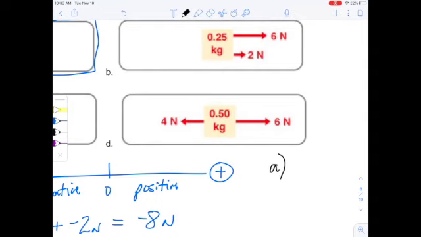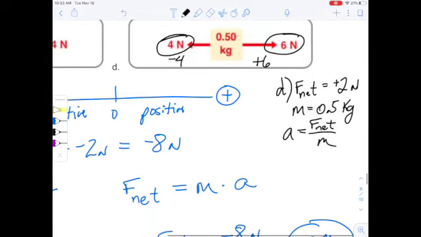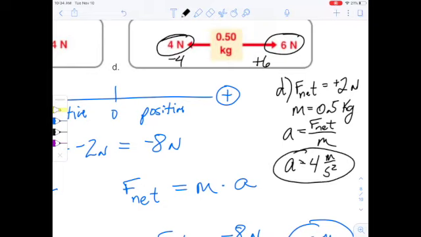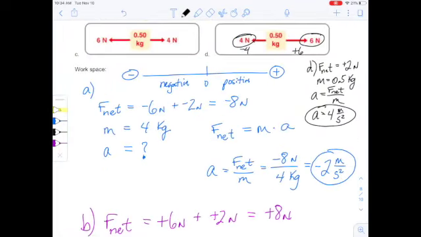So for D, my F net, I have 6 to the right and 4 to the left, so I have +6 and -4. That leaves me +2 newtons. My mass is 0.5 kilograms. My acceleration is F net divided by m, which is 2 divided by 0.5, so that is 4.